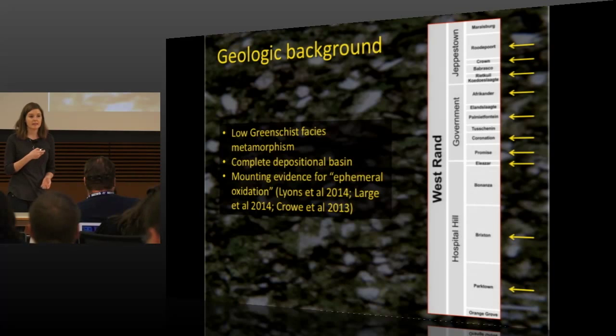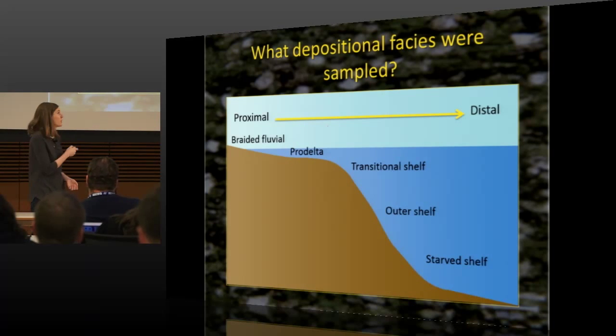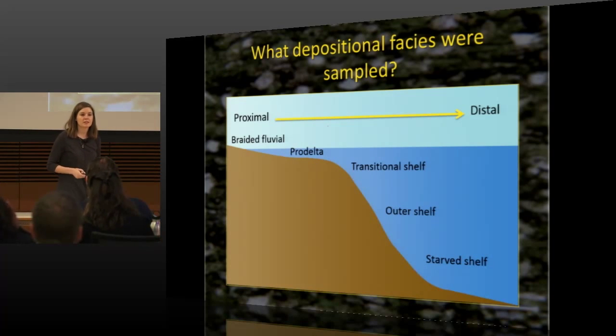So I say that we have this whole complete depositional basin. Where did I sample from this basin? You can see here that this is a model ocean basin. And so we have samples from the braided fluvial facies, which is just offshore, and then slightly inshore, the pro-delta facies. These would be considered proximal. The transitional shelf would be intermediate, and the outer shelf and starved shelf would be the distal depositional facies.